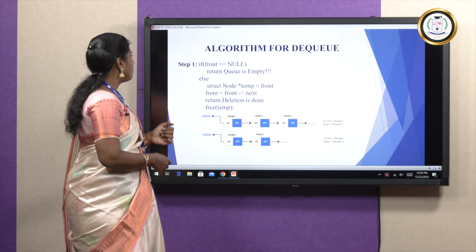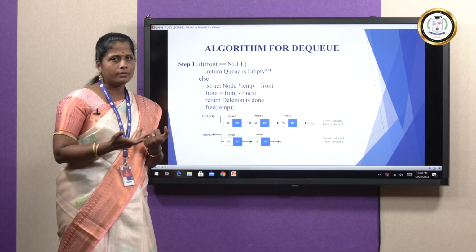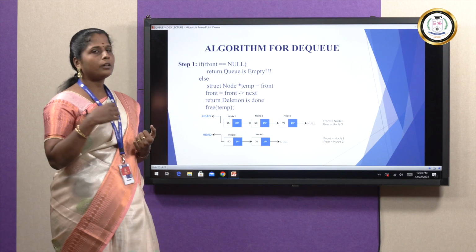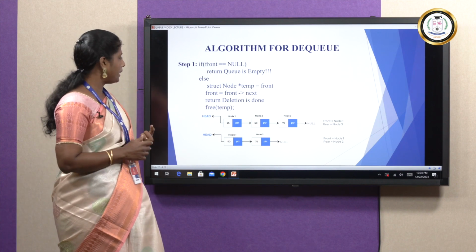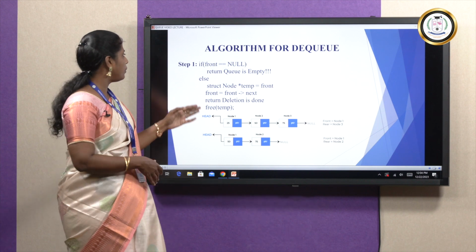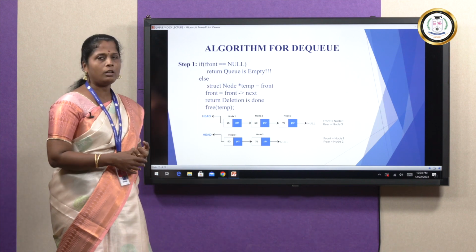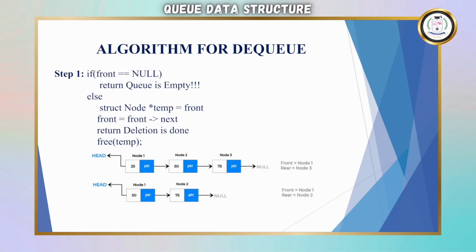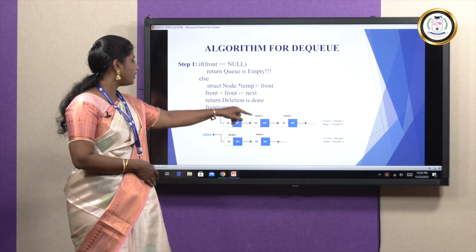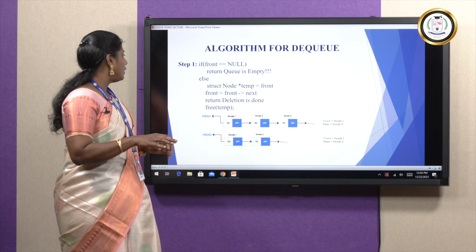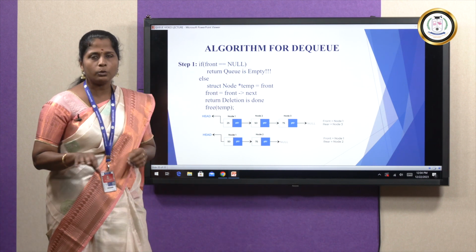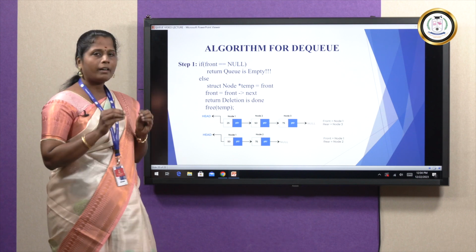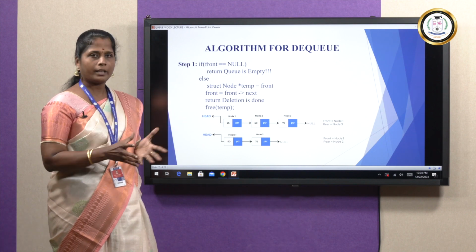So here in the first step, we are checking whether front is equal to null, which indicates whether our queue is empty. If our queue is empty, we will display a message: queue is empty. If our queue is not empty, in that scenario, our front value is incremented to the next node, which indicates front is equal to front of next. And we will be freeing the temp value. A temp is nothing but the variable where we store the previous front value.